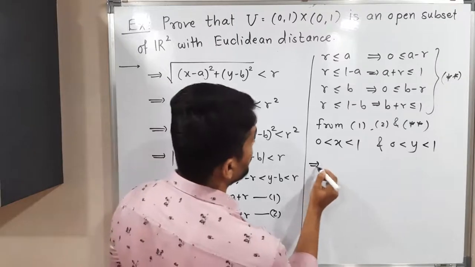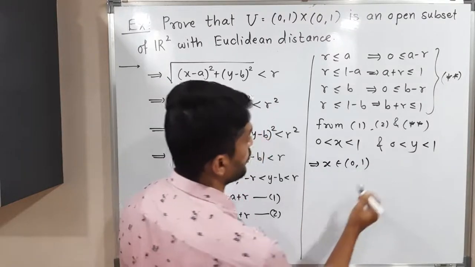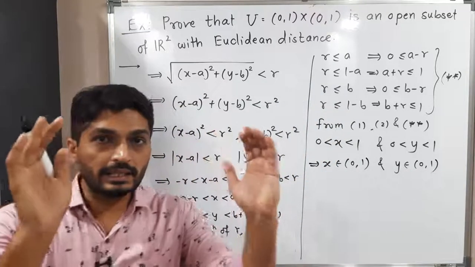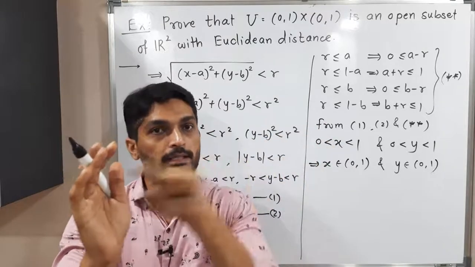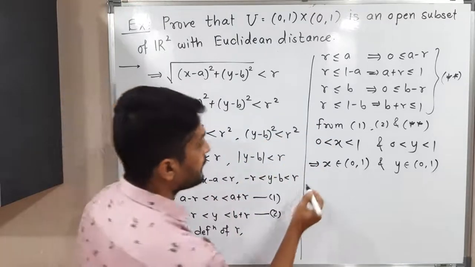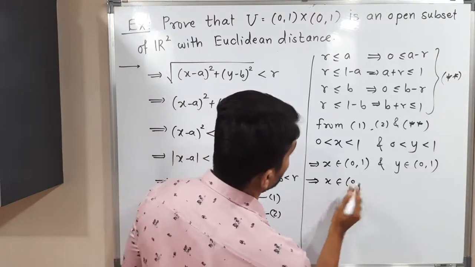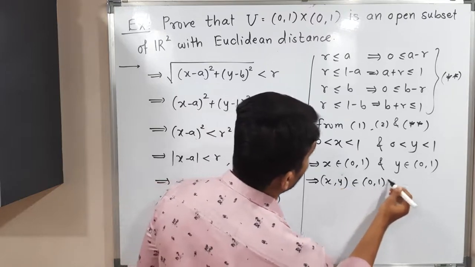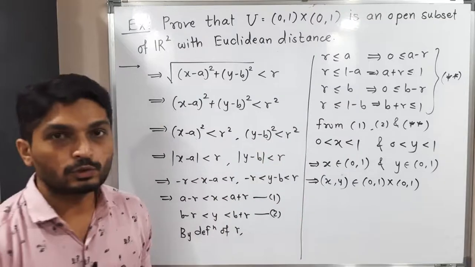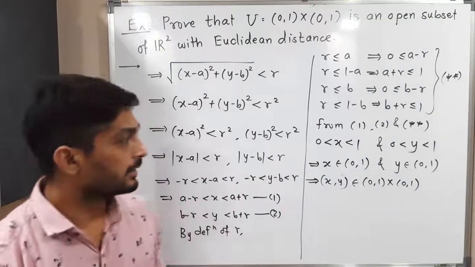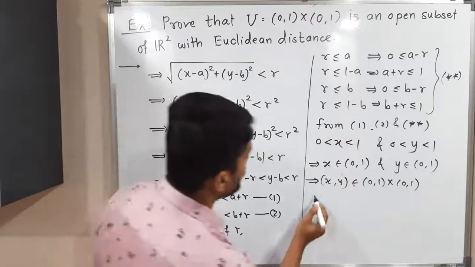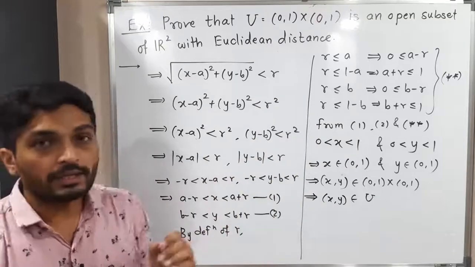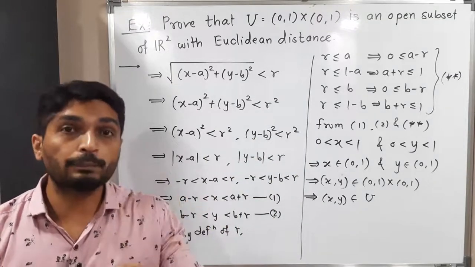So x lies between 0 and 1, that means x belongs to the open interval (0, 1). Similarly, y lies between 0 and 1, that means y belongs to the open interval (0, 1). So that's why the point lies between 0 and 1, obviously. This implies x belongs to (0, 1) and y belongs to (0, 1). So (x, y) belongs to (0, 1) cross (0, 1). Same technique I use, which we initially started with. But (0, 1) cross (0, 1) is nothing but U. So that means (x, y) belongs to U. You remember we had taken the point (x, y) from that ball and we proved that it is in U.